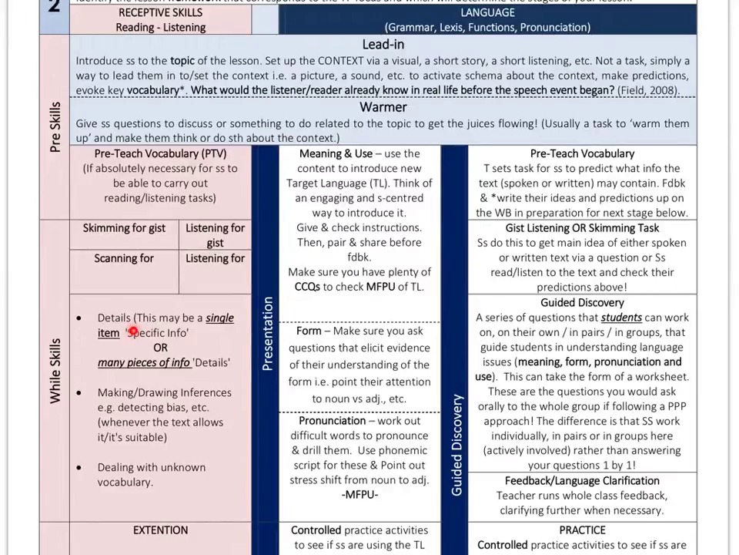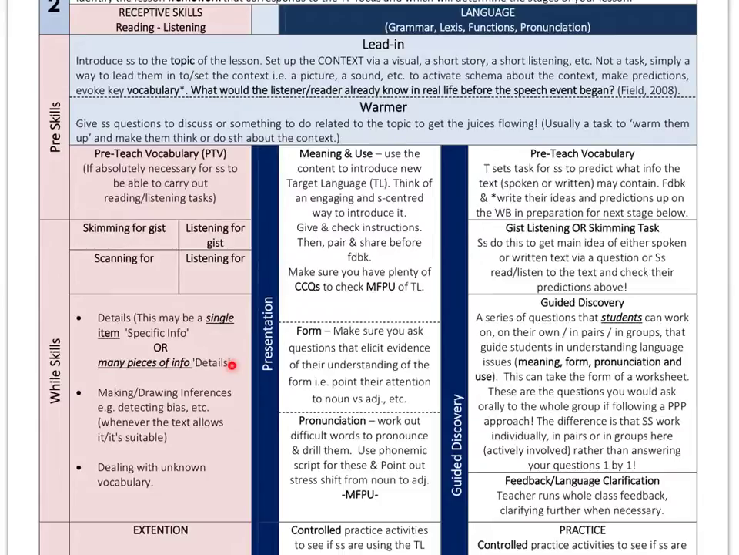And so an example would be, when was he born? 1919. What color were his eyes? Blue. What color was his hair? Black. Where did he live? Paris. So single item, specific information. Or details, many pieces of information. So for example, why did he win the election? Number 1, because he was the tallest candidate. Number 2, he was the richest candidate. Number 3, his father had been a former president. Number 4, he had the most votes, etc., etc.